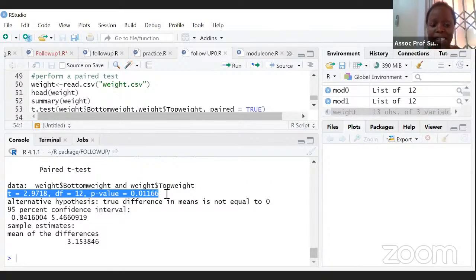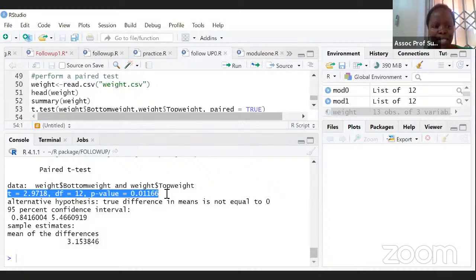And in a paired t-test, what happens is that we get the difference between bottom and top. Then we perform a one sample t-test on the differences. That's why you see the degrees of freedom is 12, which is different from the two sample t-test. Then the p-value is 0.011.